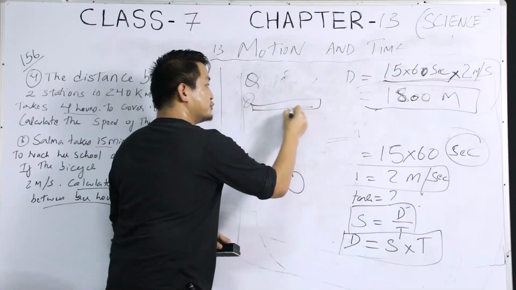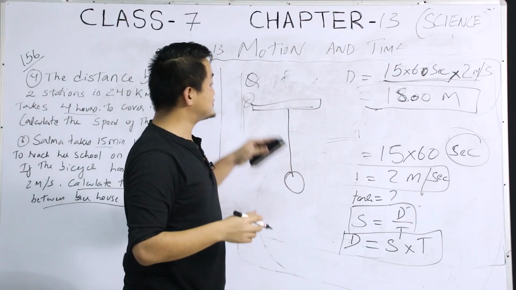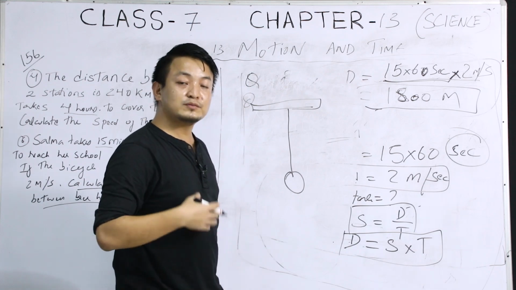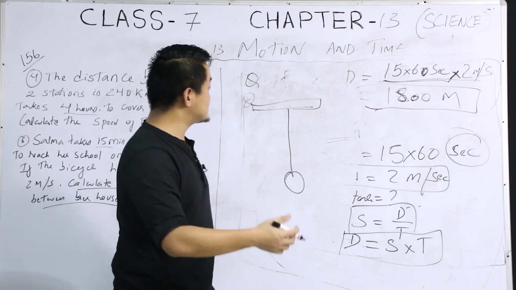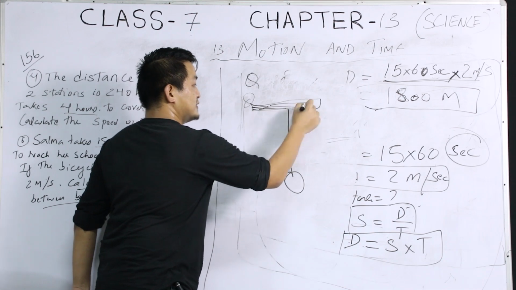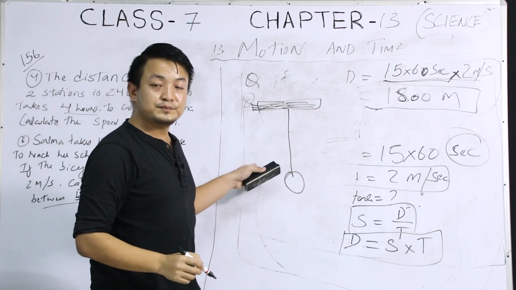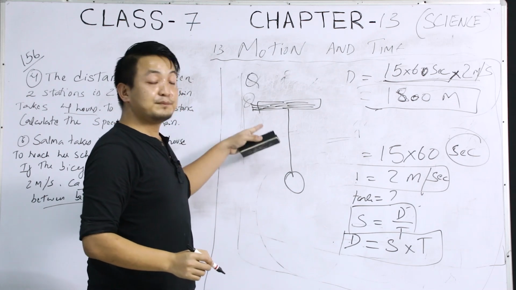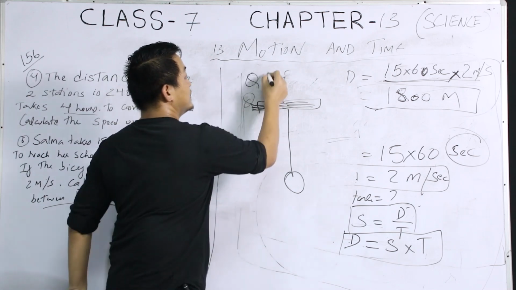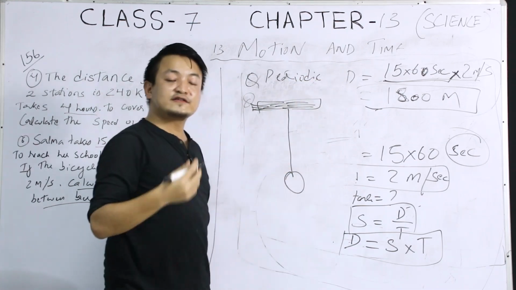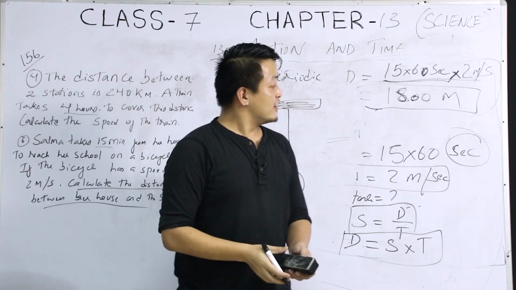So we will continue this one in the next class, but just to get familiar with the topics that we'll be discussing in the coming class, I'm just drawing this one for you. So this is a simple pendulum, and this is an example of a periodic or oscillatory motion. Clear?